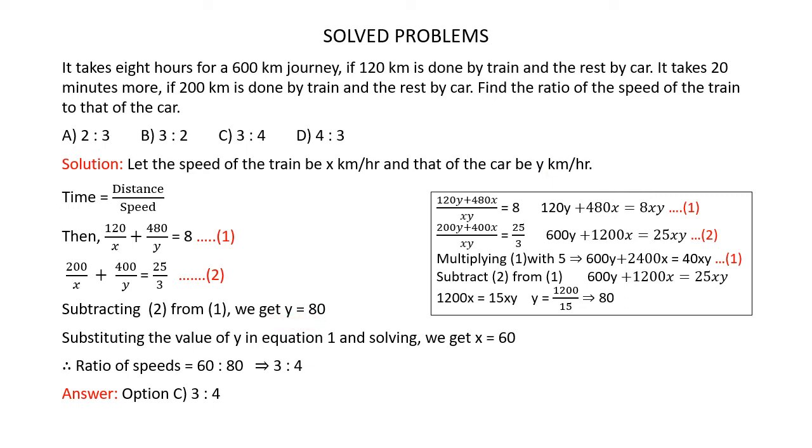So ratio of the speed of the train to that of the car is 60 is to 80 and on simplifying we get 3 is to 4. So ratio of speeds of train to that of the car is 3 is to 4. So the correct answer is option C, 3 is to 4.